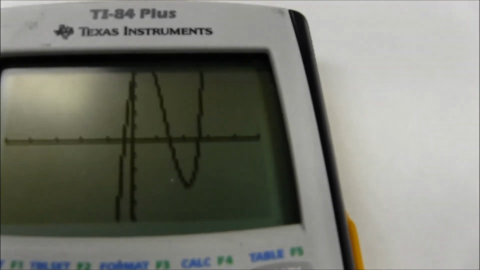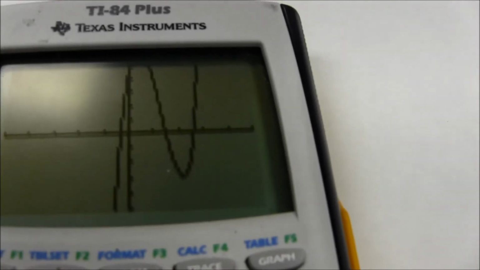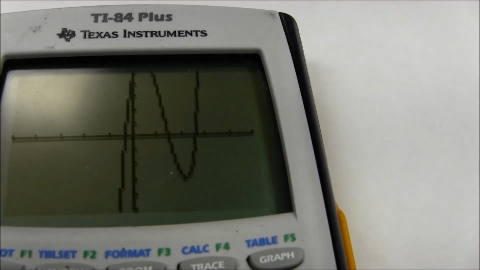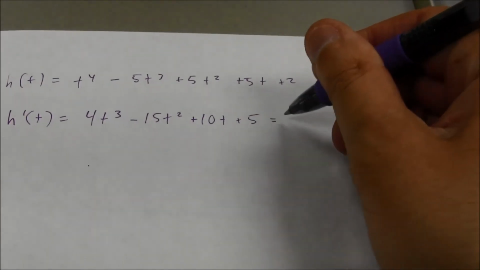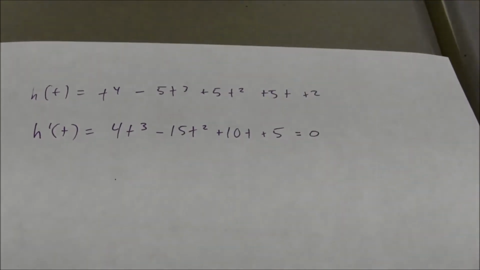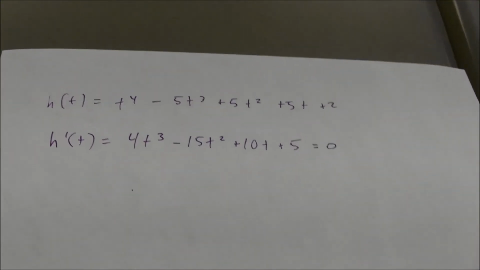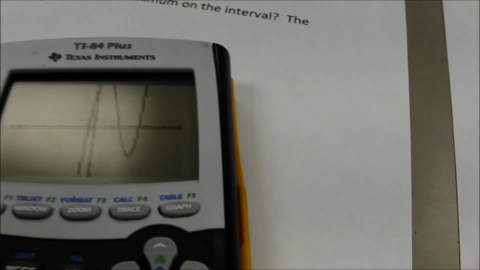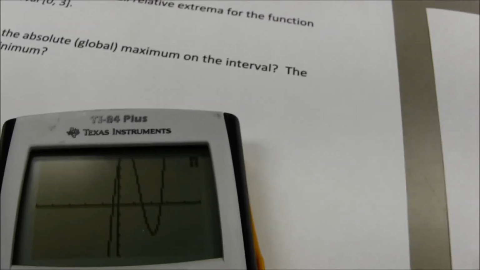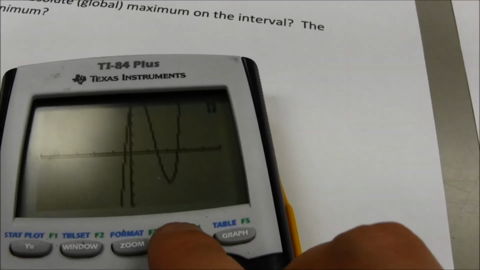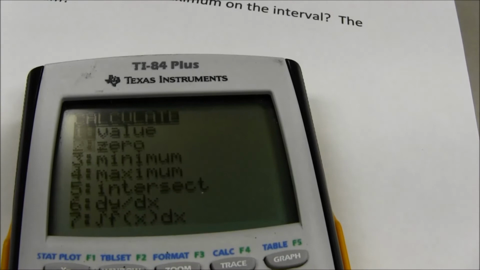So remember, we're looking for places where the derivative function, and we have a third degree function that's the derivative of my fourth degree function, is 0. Remember that when you solve an equation, if you're on the non-calculator part, you can factor it and solve, or use the quadratic formula or something like that. Of course, this is a cubic, so the quadratic formula is not going to work here. Remember that you have the zero function option on your calculator, and so you should be able to go to second and hit the second calc button there and get the zero option.